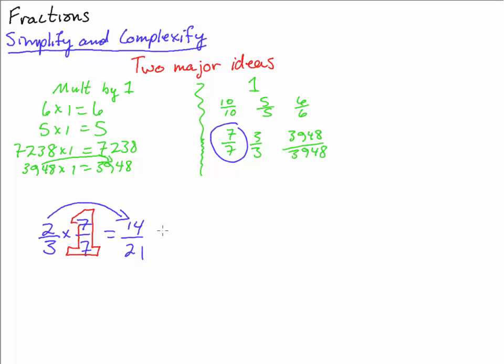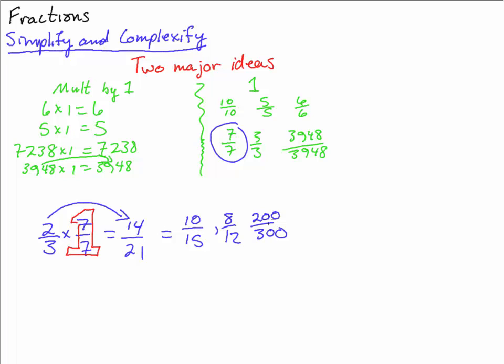So this can work, we could have picked anything over itself, 5 over 5, 10 over 10. So we could get 10 over 15 for 2/3. Let me see, if we times by 4 over 4, that's 8 over 12. 200 over 300. And there we go. We have a bunch of different names.